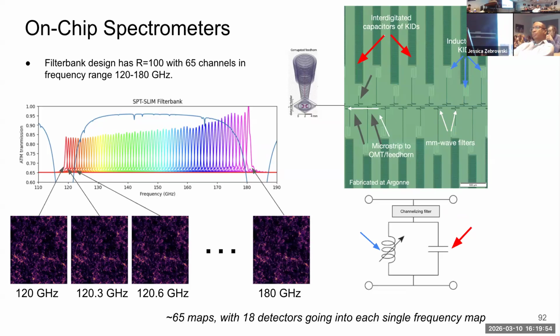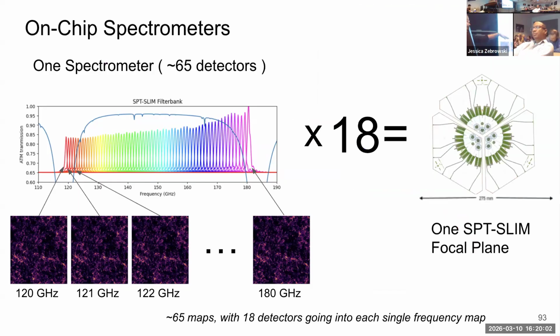So our data product will be these 65 maps with 18 detectors going into each single frequency map. And instead of just one pixel, we'll have that times 18 to get the whole SPT-SLIM focal plane. And remember, again, these frequencies correspond to different slices in redshift. And what's been really exciting for us is that this is no longer just renderings.